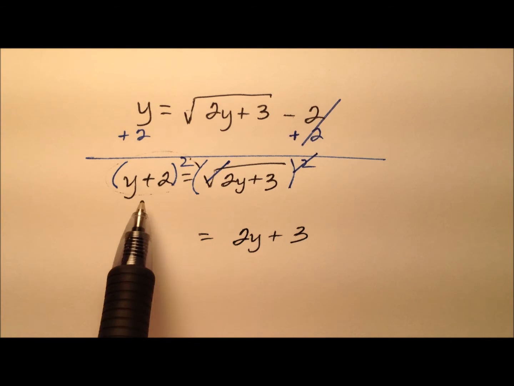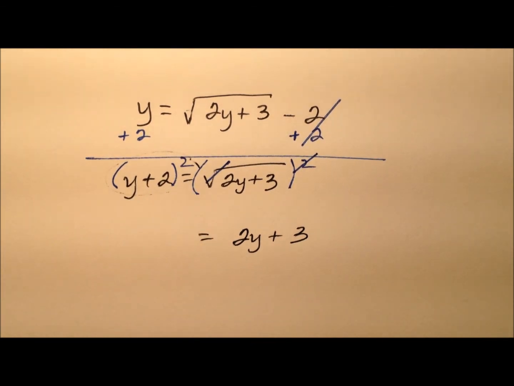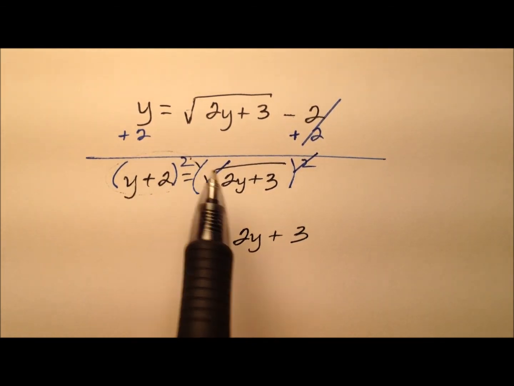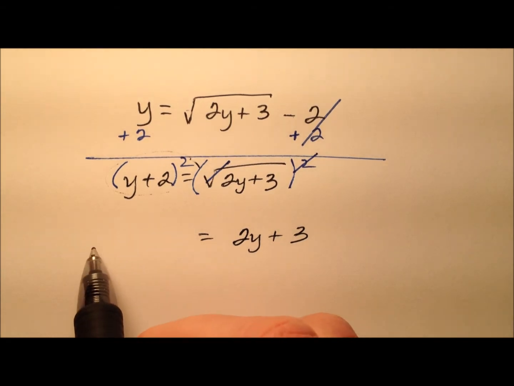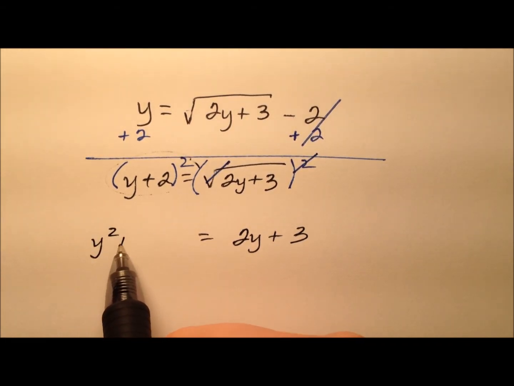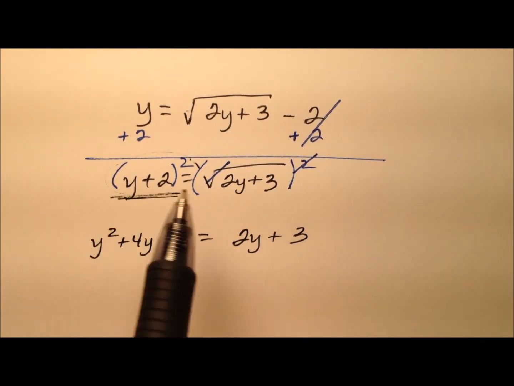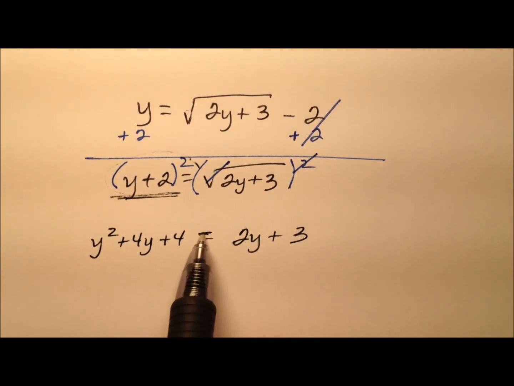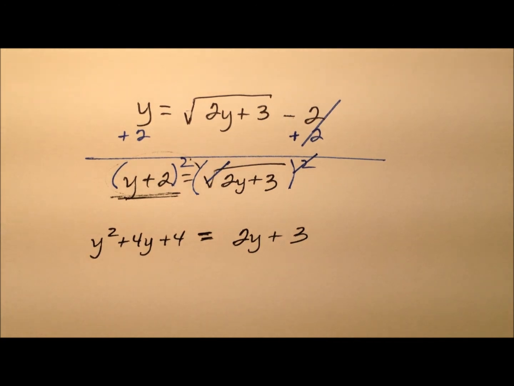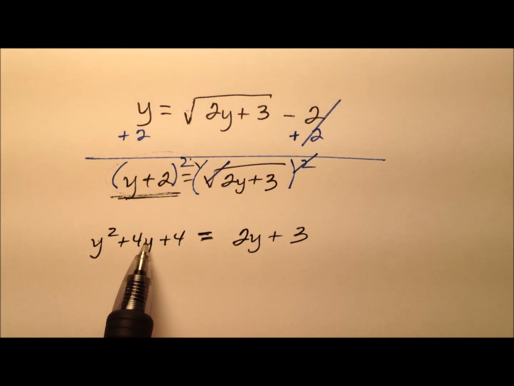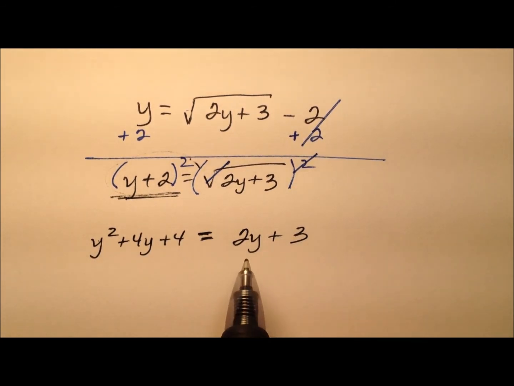On the left side, however, we have this y plus 2 quantity squared. So this is going to be a binomial that we need to square. So we can get y squared plus 4y plus 4 whenever we square this binomial. All right. So it looks like we have now a nice quadratic equation. So we have the y squared with a couple of y terms and a couple of constants.